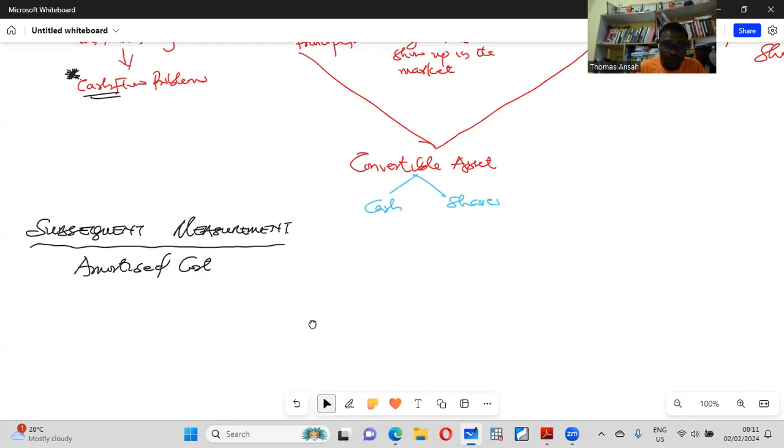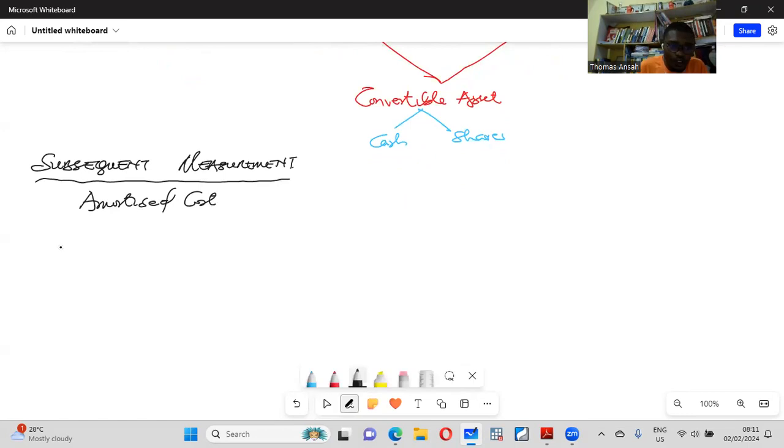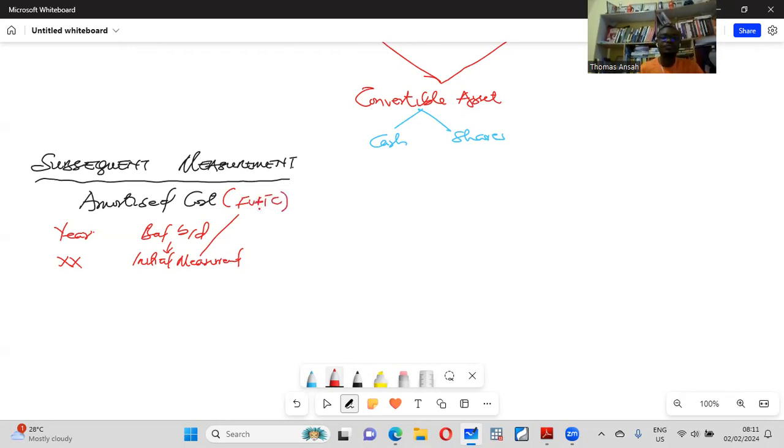How do you do the amortized cost table? It's very, very simple. You will need your, like the way we did leases, all right? The arrears and advance. Here is most of the time in arrears. So you will need your year. So you write the year. Then you will need your balance brought down. What is the balance brought down? The initial measurement. Okay. So be careful of your initial measurement. Here is amortized cost. So the initial measurement is what? Yes, fair value plus transaction cost. So don't forget that.